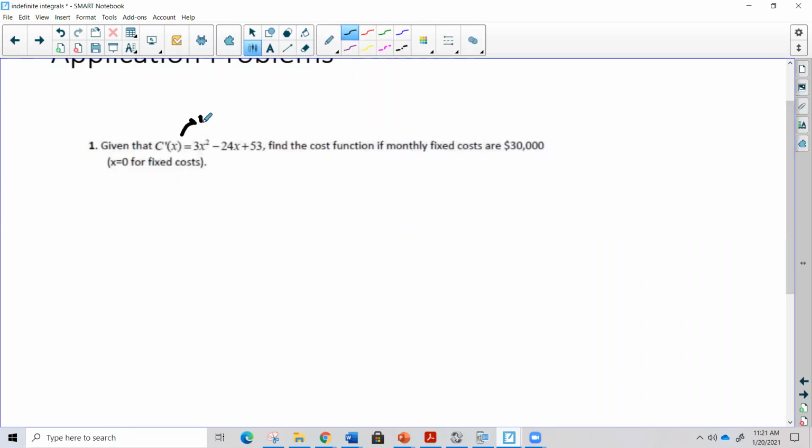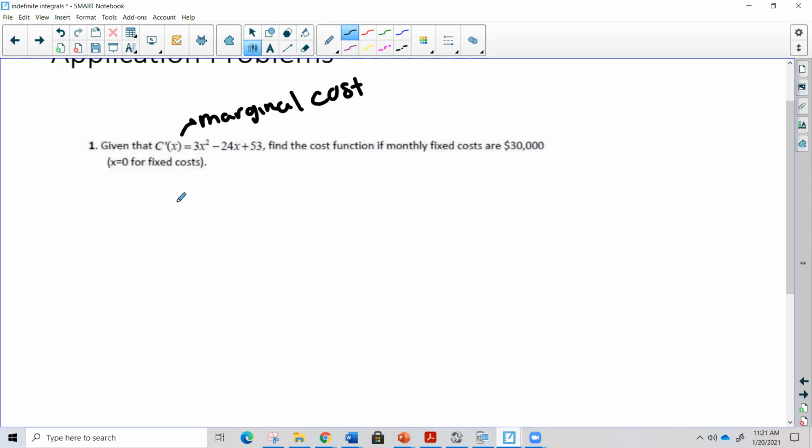Now, instead of saying c prime, sometimes in the problems, they just say marginal cost. Because remember, marginal cost is always the derivative of cost. Marginal revenue is the derivative of revenue. So it says find the cost function if monthly fixed costs are 30,000.